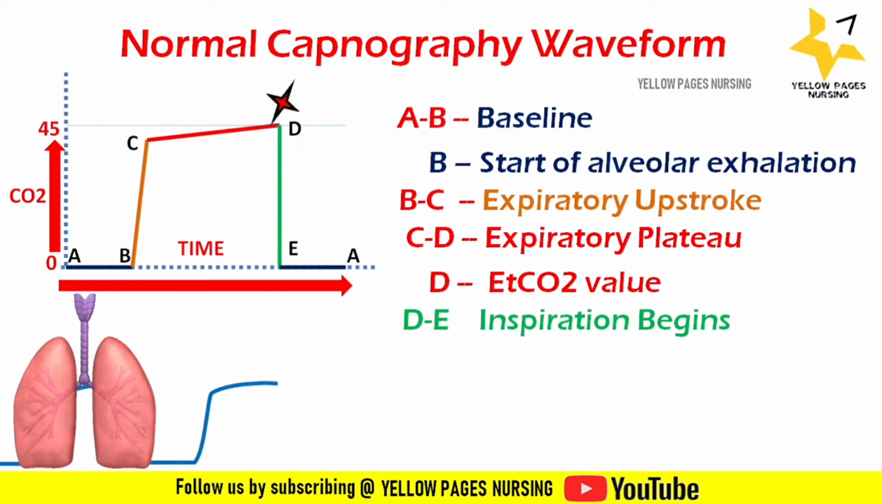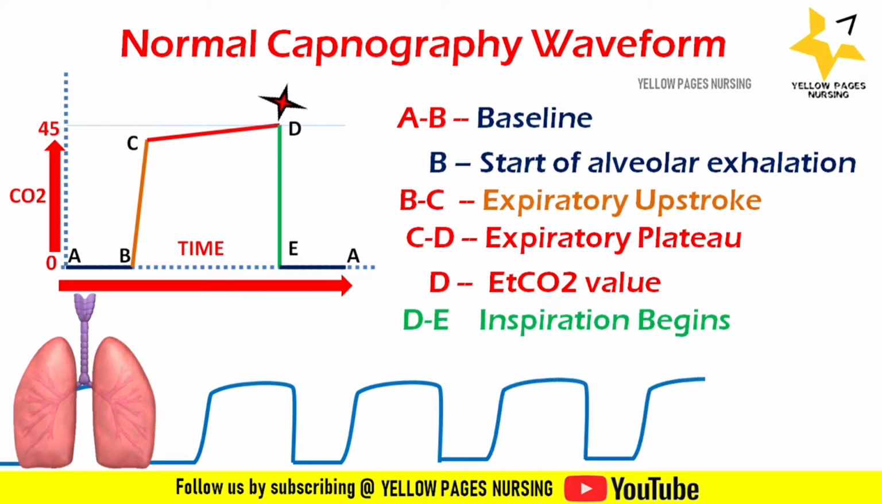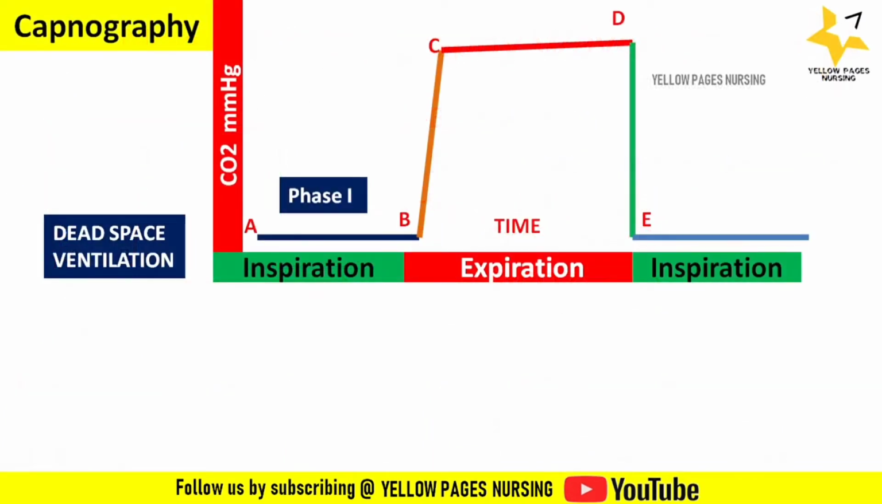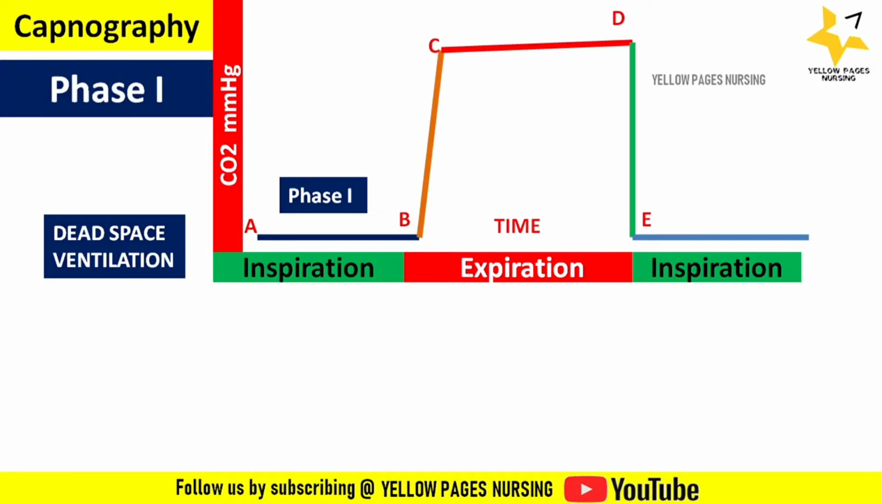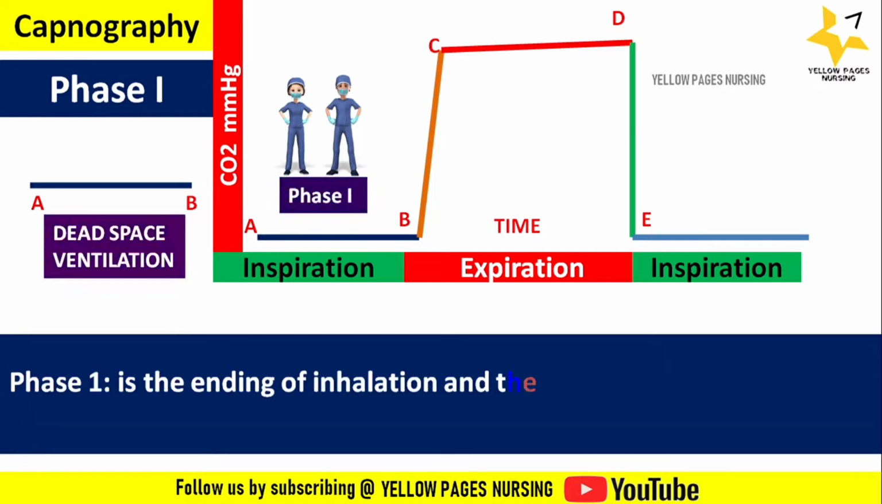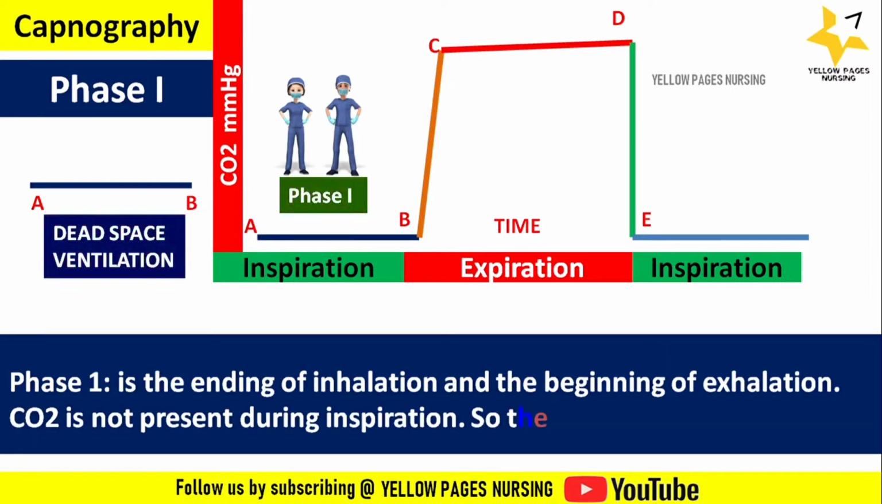Let's discuss the same thing phase by phase in detail. This is the normal capnography waveform. Phase 1 starts from A to B, otherwise called dead space ventilation. Why? Because there is no gas exchange in the upper airway, which is often called the dead space. In phase 1, there is ending of inhalation and beginning of exhalation, and carbon dioxide is not present during inspiration, and hence the baseline is 0.